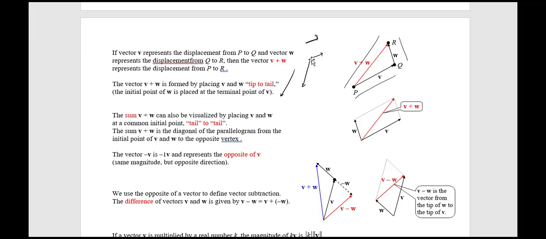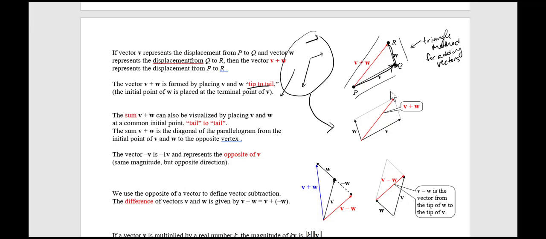So you can think of it by putting these guys, oh, sorry. I described up here what's happening down here. Sorry about that. The key for this method, this triangle method, for adding vectors is to place these guys tip to tail. Draw v, from the end of v, draw w. The overall displacement is v plus w.